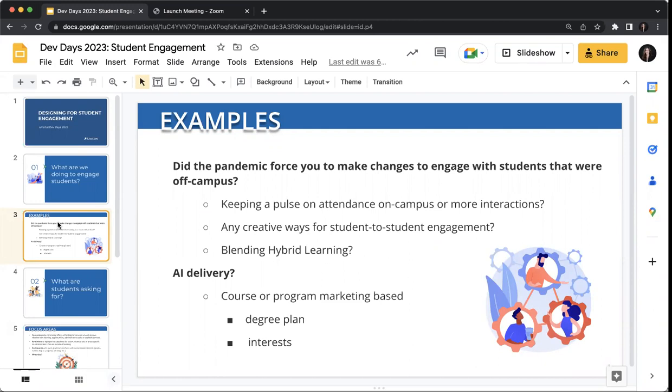Did you need to do some sort of attendance pulse to figure out who was on campus and who was off campus, and blend more hybrid learning with the portal? So with that in mind, I'd like to start asking the room what you did. So would you like to go?